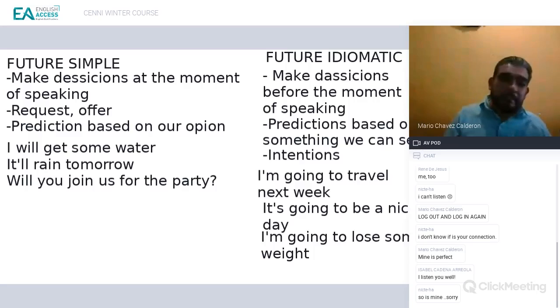Future simple is decisions at the moment, requests, offers, predictions based on our opinion. Future idiomatic is going to: decisions before the moment of speaking, predictions based on something we can see, and intentions. Okay?